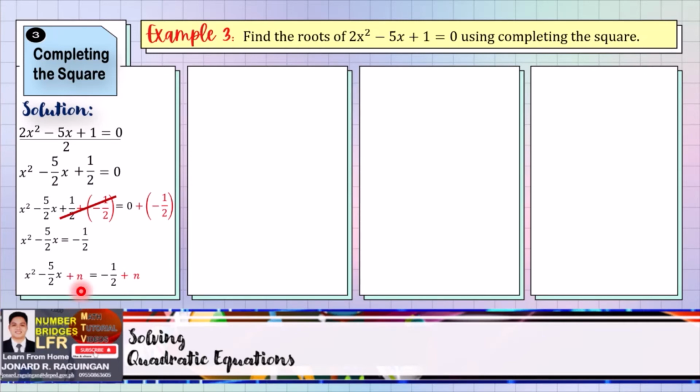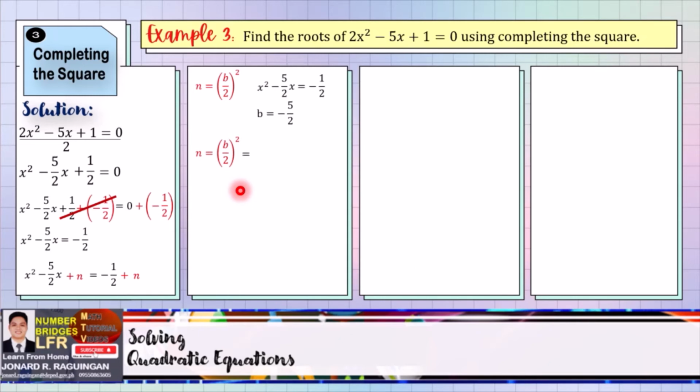Then in determining the value of n that will make this expression a perfect square trinomial, we are going to use this formula: n is equal to b all over 2 raised to 2. So from the given expression, x squared minus 5 all over 2x is equal to negative 1 half, the value of b is the numerical coefficient of the linear term, which is equal to negative 5 all over 2.